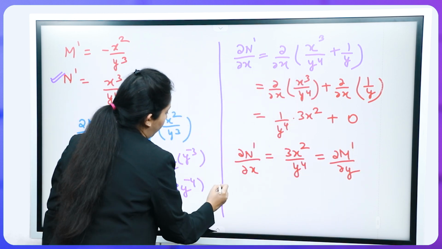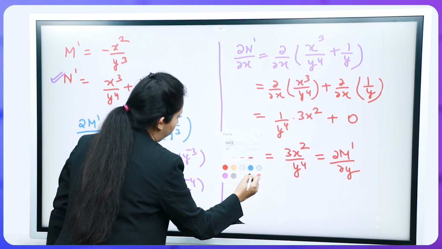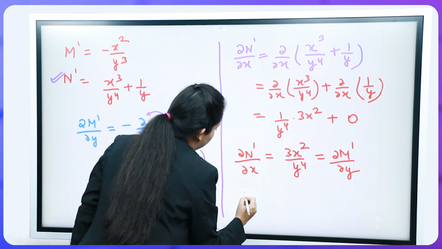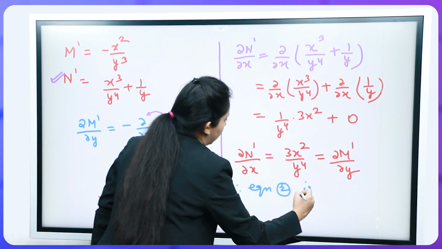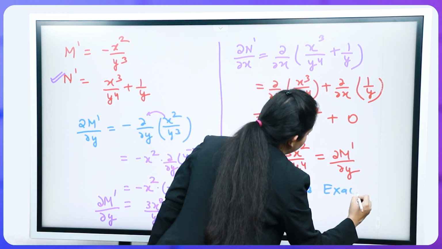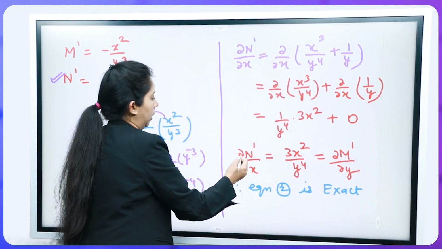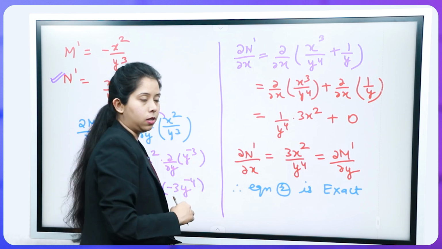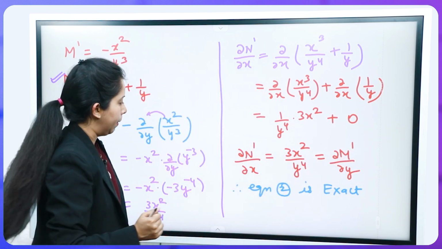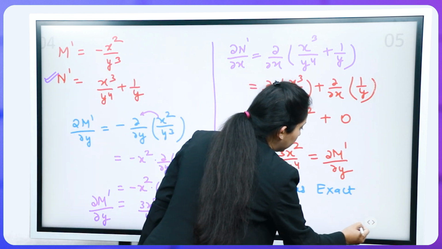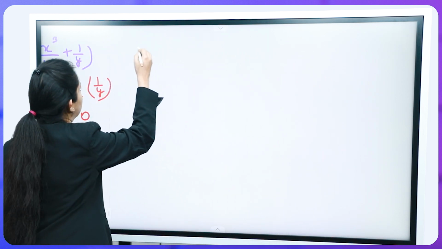Now we can write that, therefore, equation number 2 is exact, since it is satisfying the condition that the value of del n dash by del x should be same as the value of del m dash by del y. So, the last step is to find the solution of this equation number 2.